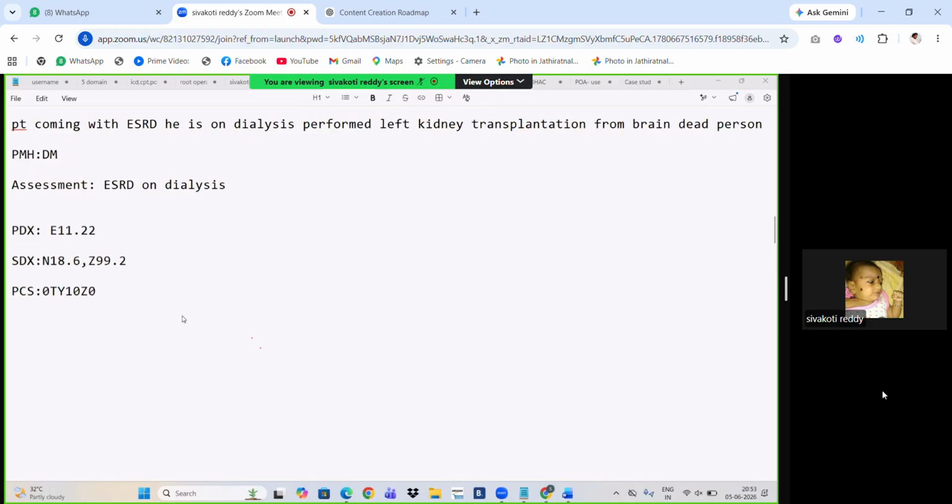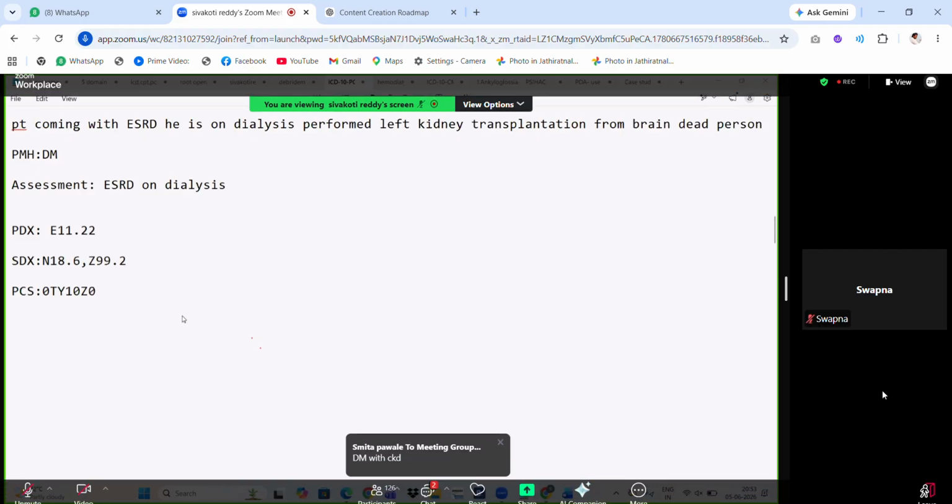Then the complication is an additional code. While you are coding diabetes with CKD or ESRD, we need two codes, the CKD stage and the diabetic kidney complication. First, what will you give, the CKD stage or the diabetic kidney complication? Diabetic kidney. DM with kidney complication.